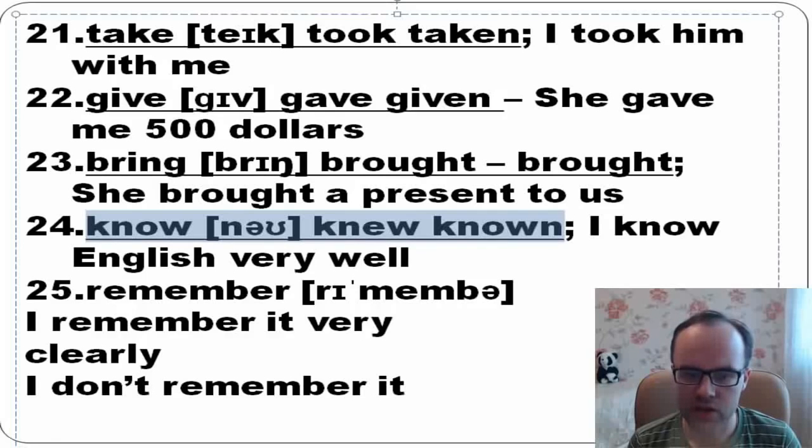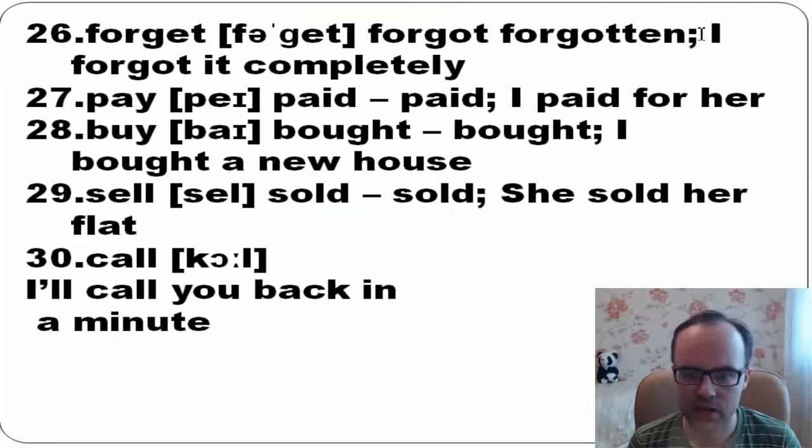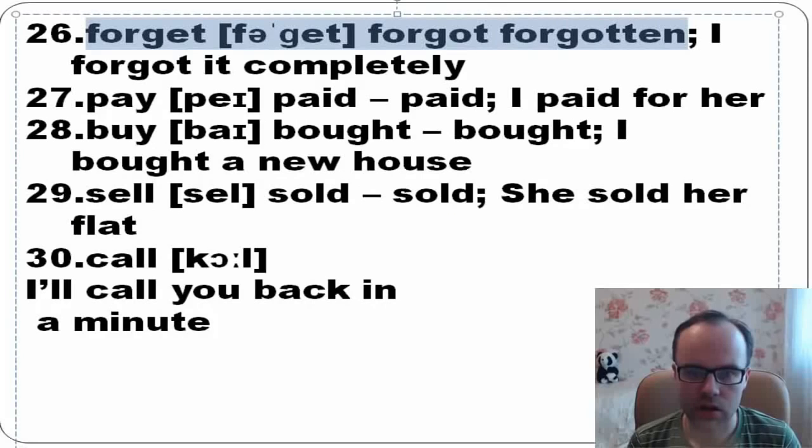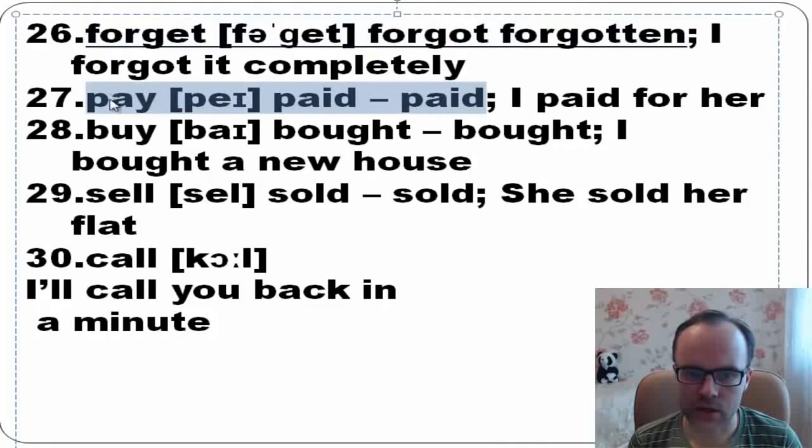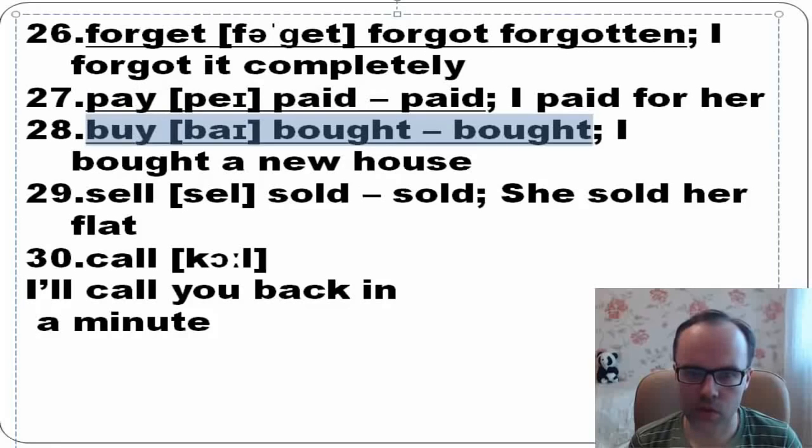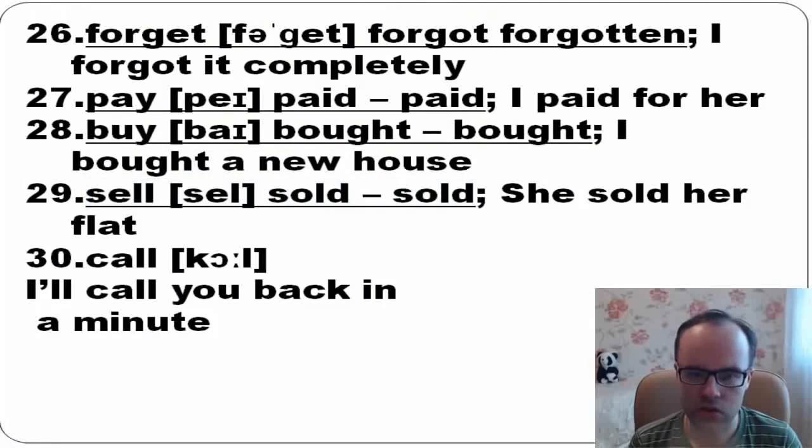Remember. I remember it very clearly. I don't remember it. Forget, forgot, forgotten. Irregular. I forgot it completely. Pay, paid, paid. Irregular. I paid for her. Buy, bought, bought. Irregular. I bought a new house. Sell, sold, sold. Irregular. She sold her flat. Call. I'll call you back in a minute.